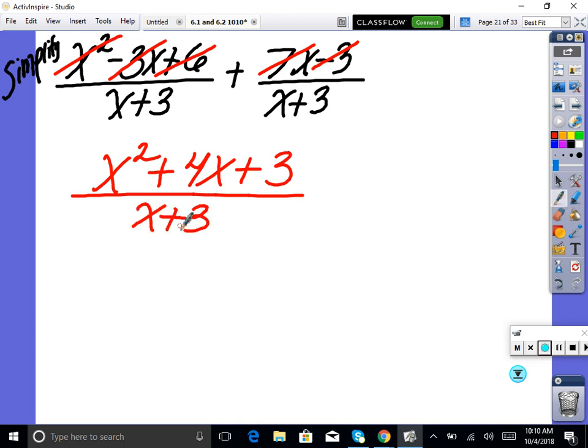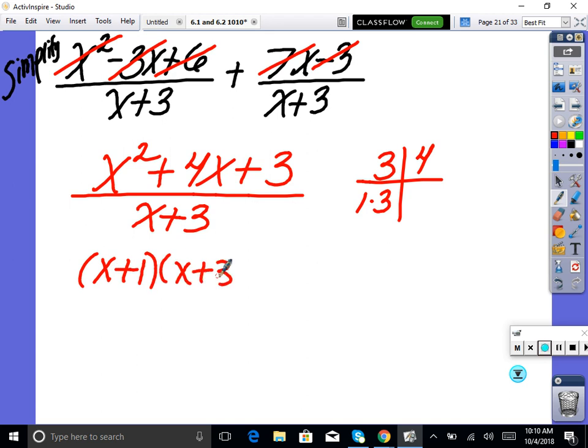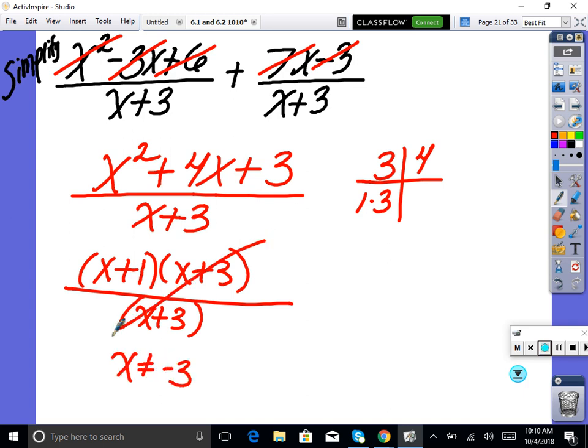You'd say that's my answer, but now does my answer simplify? How do we simplify? Factor the top, factor the bottom, divide out exact factors. So we do what multiplies to be 3 and adds up to be 4. 1 times 3, I can quick factor. The top quick factors to be x plus 1, x plus 3. Our denominator is x plus 3. We restrict before we divide. So x cannot equal negative 3. Divide out exact factors. There's our answer: x plus 1. Are we good? Moving on to the next example.